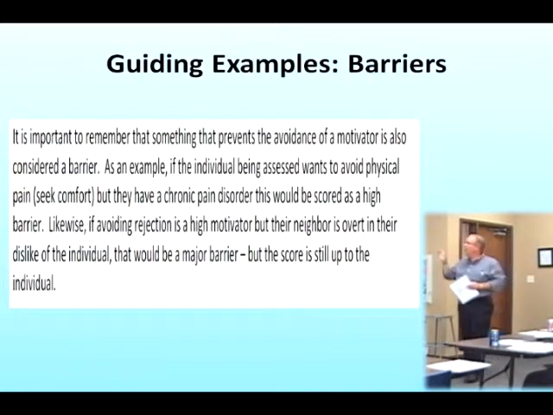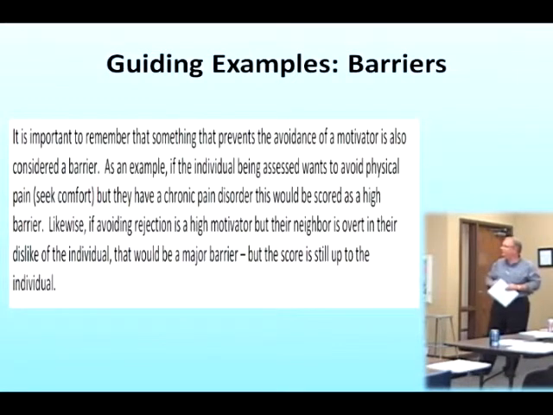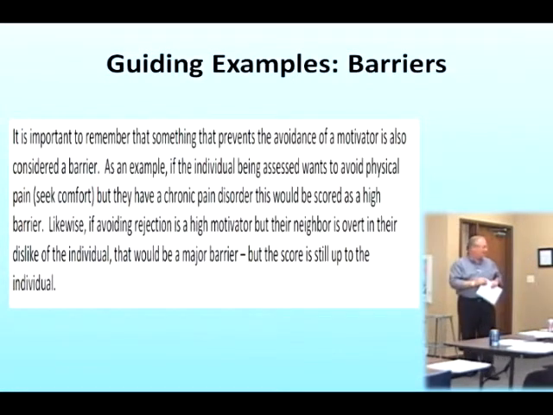So, as an example, if the individual assessed wants to avoid physical pain or seek comfort, and they have chronic pain disorder, this would be scored as a high barrier. Okay? Anybody know what type of folks who have intellectual disabilities typically have chronic pain disorders? Anybody know? PTSD? Big one. People with PTSD have a very high frequency of chronic pain disorders.